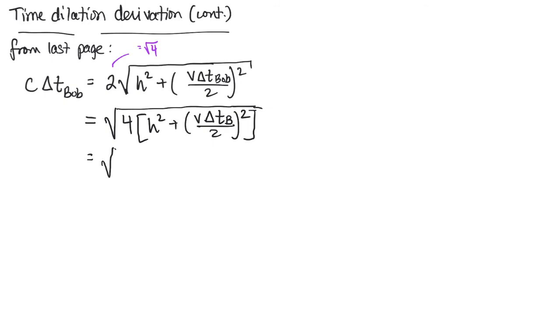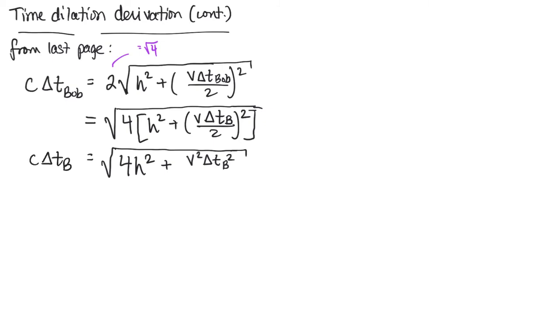So I have the square root of 4h squared, okay? And that 4 is also going to multiply the v delta t over 2 quantity squared. So I have a v squared and a delta t_B squared, and that's over 2 squared. 2 squared is 4, but I'm multiplying it by 4. So 4 divided by 4 is 1, and that term is finished now. On the left-hand side, I still have c delta t Bob.